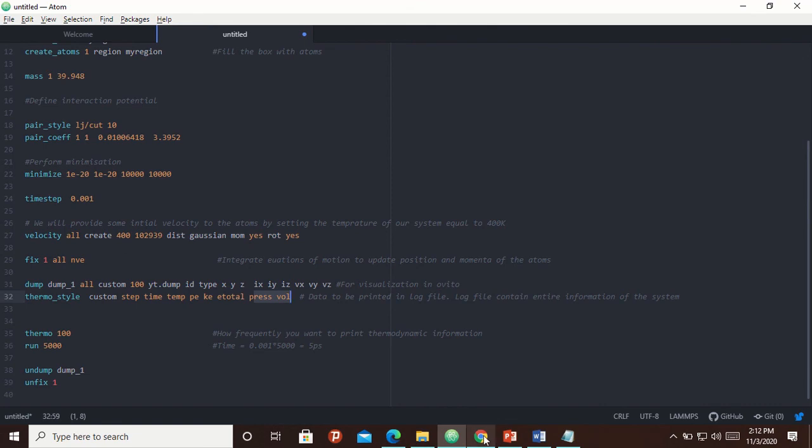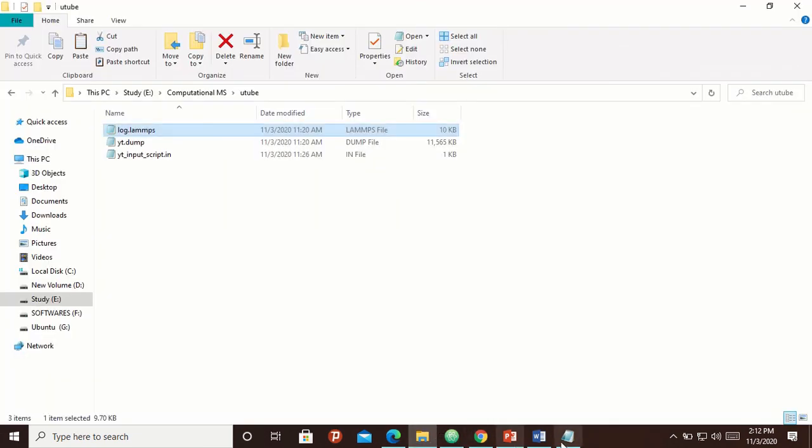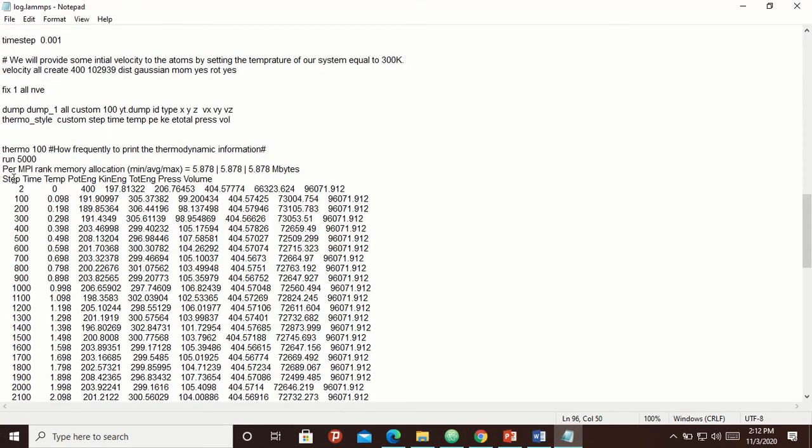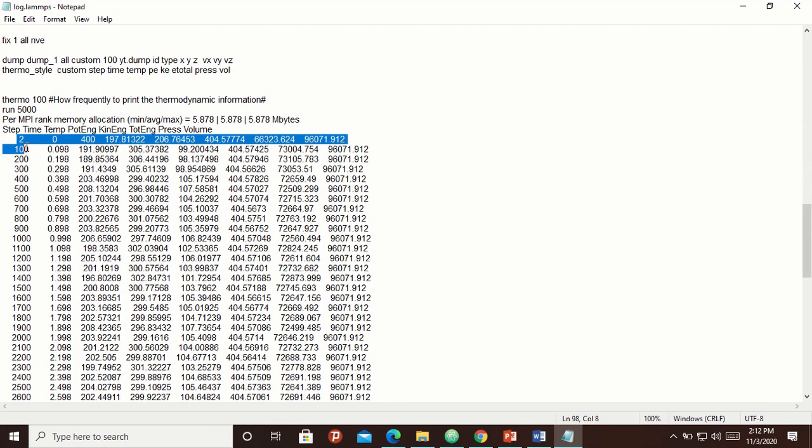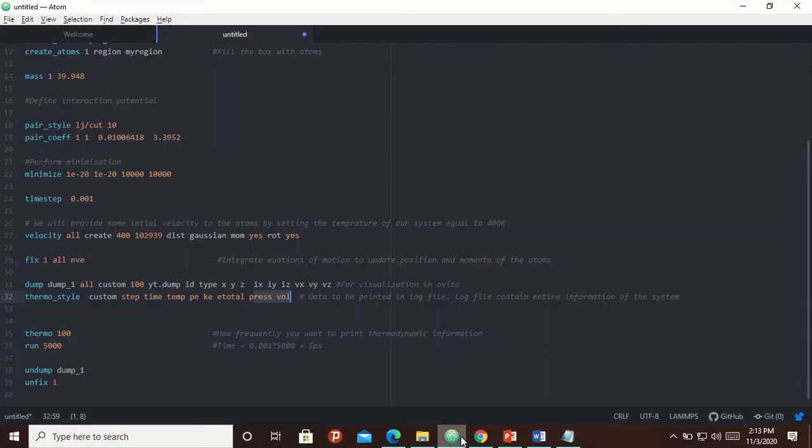You can see here the step, time, temperature, potential energy, kinetic energy, total energy, pressure and volume, and these are the corresponding values, and all of these have been updated after every 100 time steps. So first 100, 200, 300, 400. This is what I have given here to print it after every 100 steps.